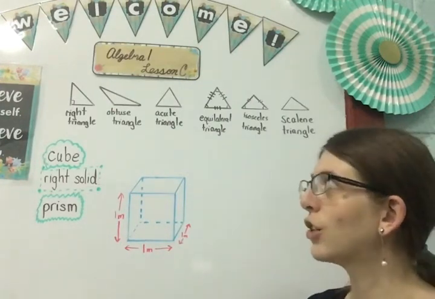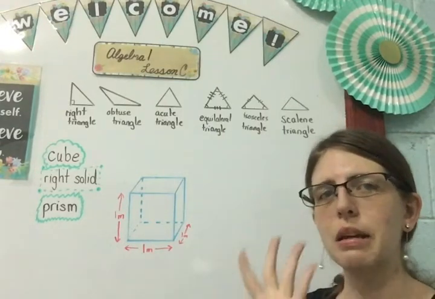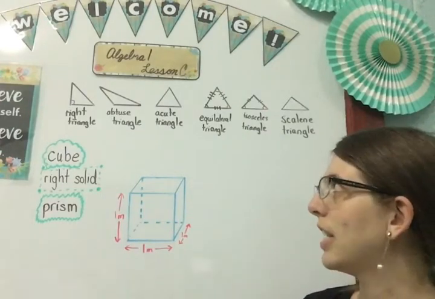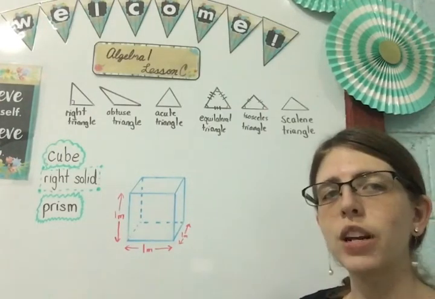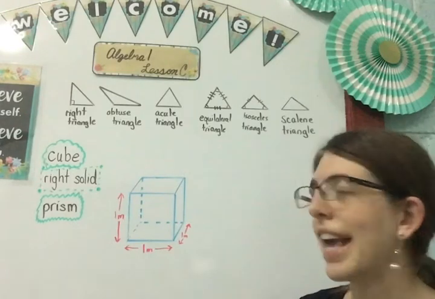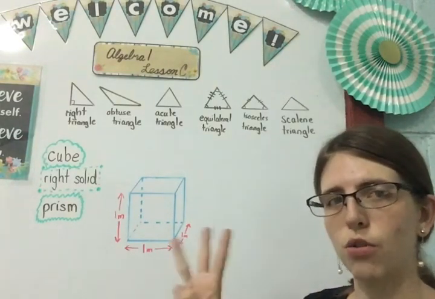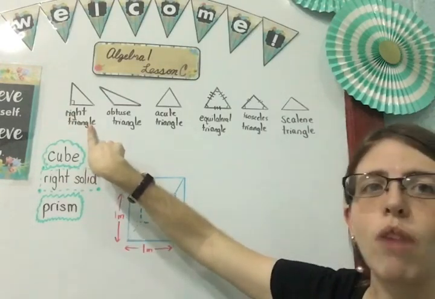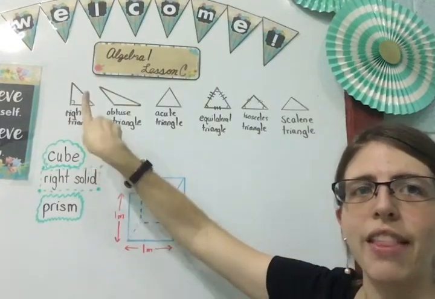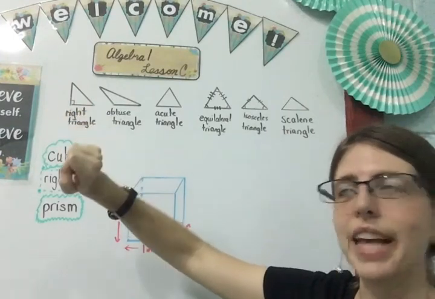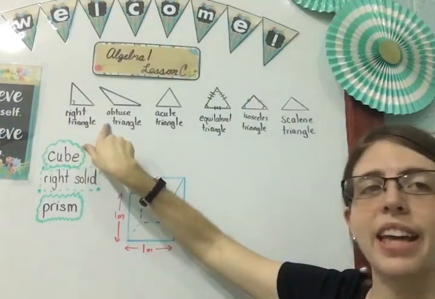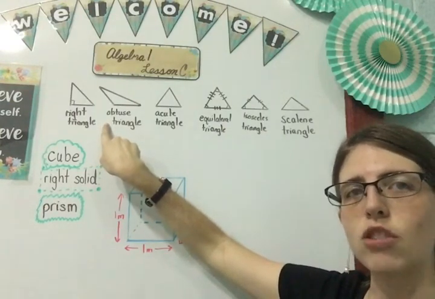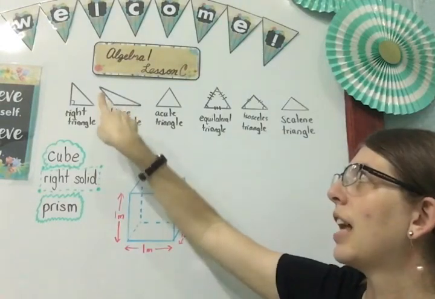Okay, so our triangles can be classified. There's six different ways we can classify triangles. First is to classify triangles according to their angle size, and there are 3 classifications according to angle size. So the first one is a right triangle. That's any triangle that contains a right angle. The second one is an obtuse triangle. So that's any triangle that contains an obtuse angle.